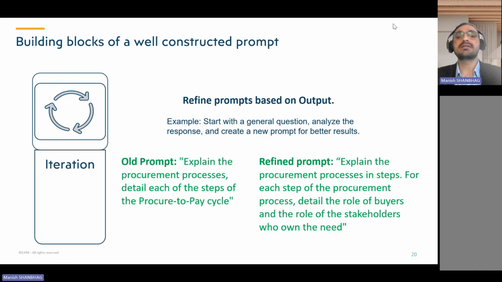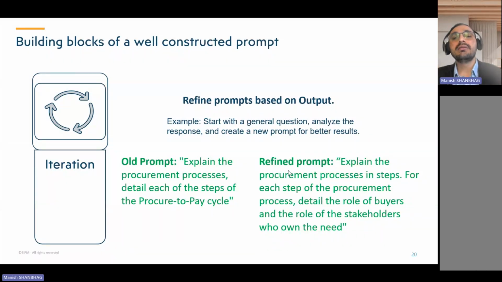Maybe you get some results. Let's say you are not very pleased with the results, so you refine the prompt. Explain the procurement process in steps, each step of the procurement process, etc. Detail the roles of buyers and the roles of stakeholders who own the need. So you can go a little bit more in detail. It's about iteration, using the old prompt, refining the prompt.